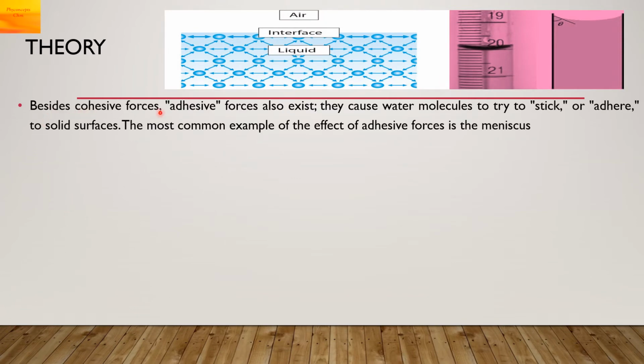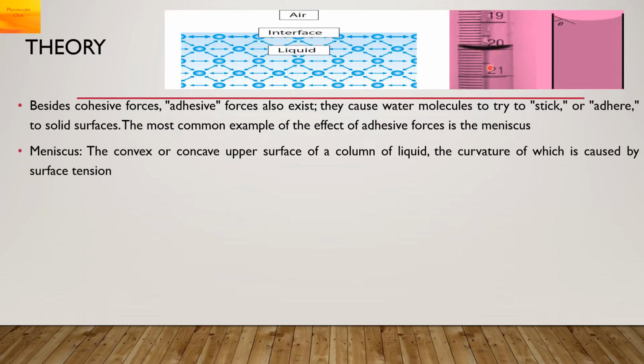Besides the cohesive force, adhesive forces also exist. They cause water molecules to try to stick to the solid surface. The most common example of the effect of adhesive force is the meniscus, which you can see here or here. The convex or the concave upper surface of a column of liquid, the curvature of which is caused by the surface tension, is called the meniscus.